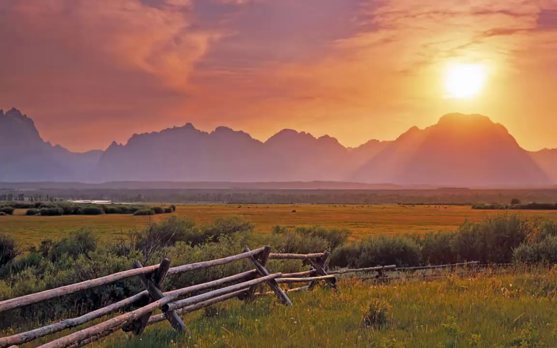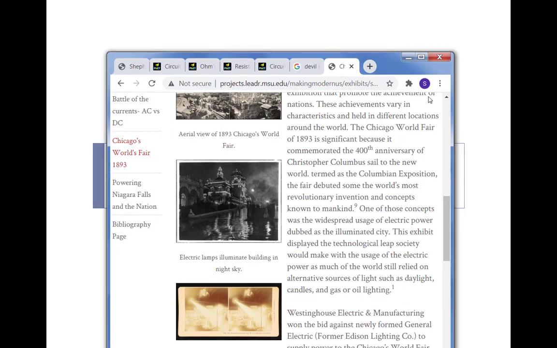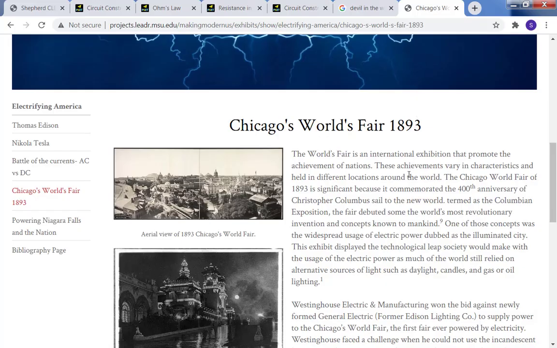So why is the world powered by AC? This is a bit of a history lesson. I pulled up a website which goes into that a little bit, but it really all comes down to the 1893 Chicago World's Fair. Here is my website. I'll pull it up for you. The 1893 Chicago World's Fair.